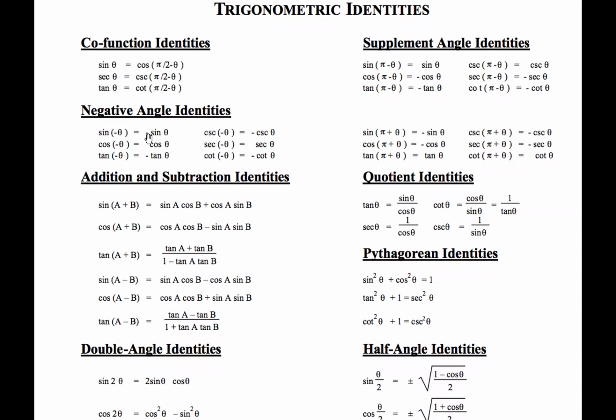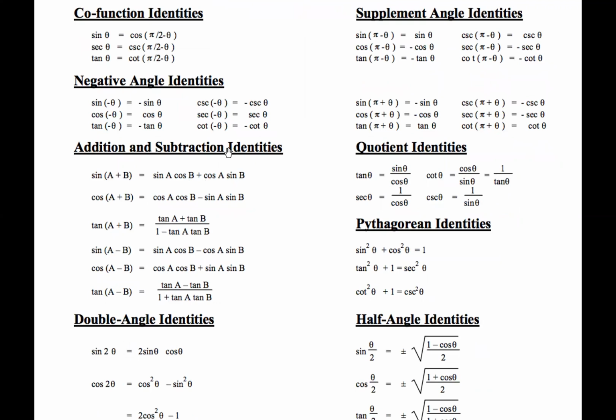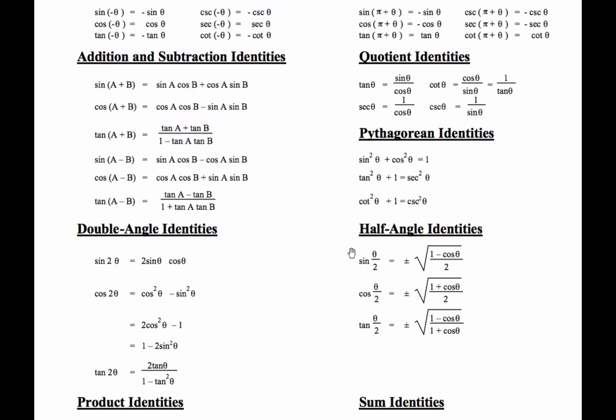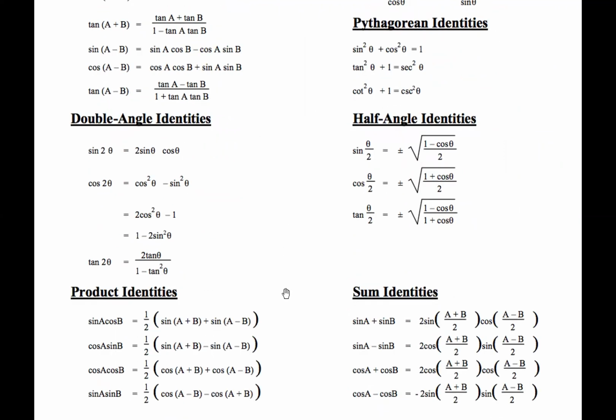Sine of a negative theta is negative sine theta because it's an odd function. You guys remember those? Cosine is an even function, so we can just drop the negative there. What are some other ones? Quotient identities. Here are the Pythagorean theorem identities. Here are the addition and subtraction identities. Double angle, half angles. Product to sum, sum to product. I think that covers all of them.